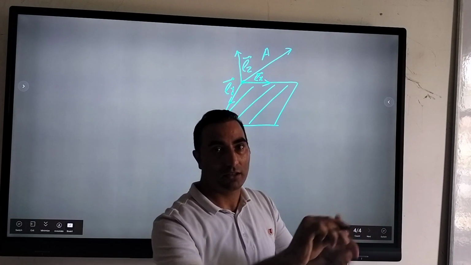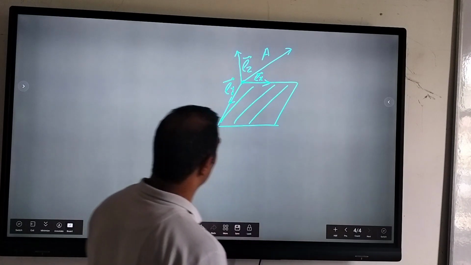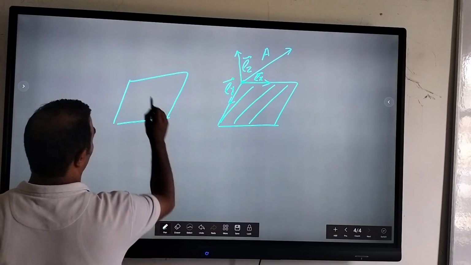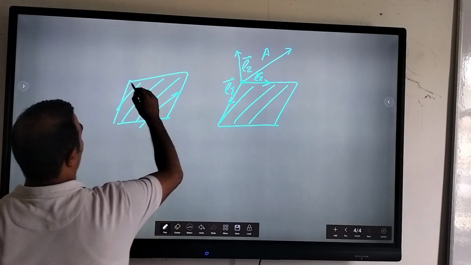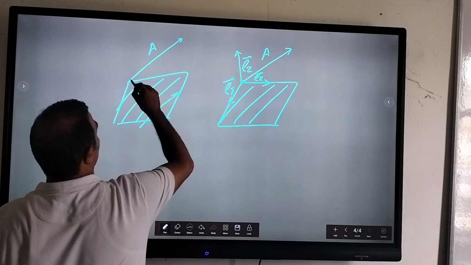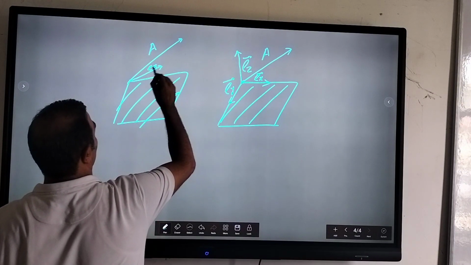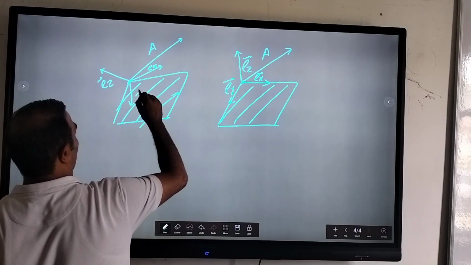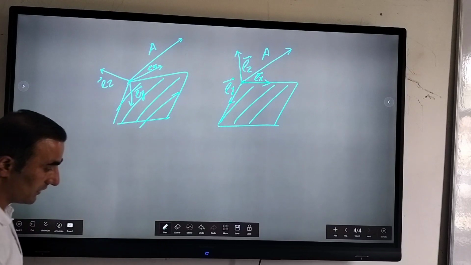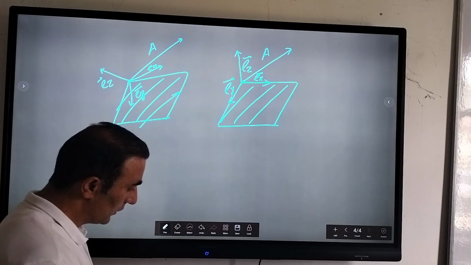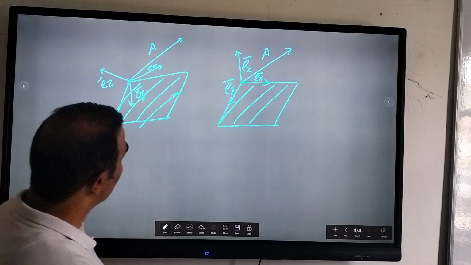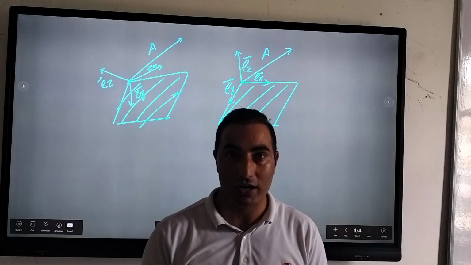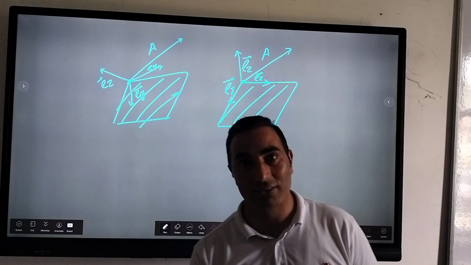If you change the basis and plot it again, this is our vector A, and our bases are now new ones. Suppose this is our Ex, this is our Ez, and this is our Ey. So if I change the basis now, you can say that the components of this vector will also change, because if you change the basis, the components will change.